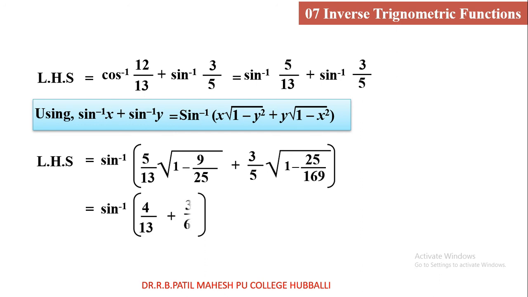Solving this expression, the first simplification will be 4 by 13 plus the second simplification will be 36 upon 65. Taking LCM and cross multiplying, you are going to get sin inverse of 56 upon 65. This is going to be the RHS. Hence, we proved the LHS is equal to RHS.